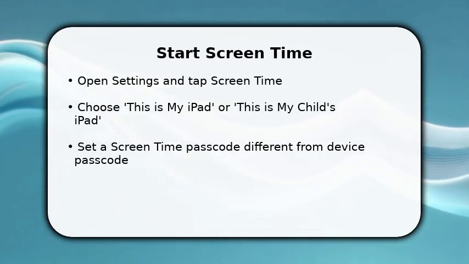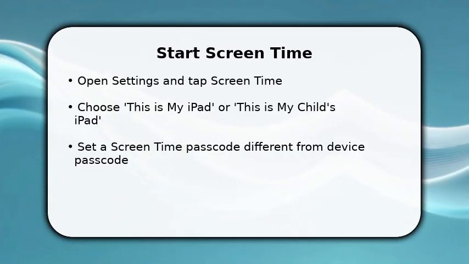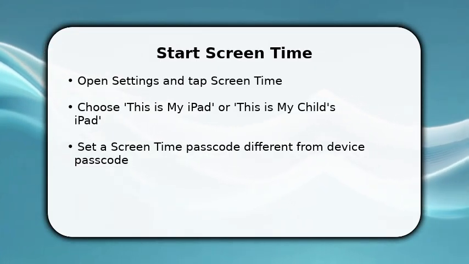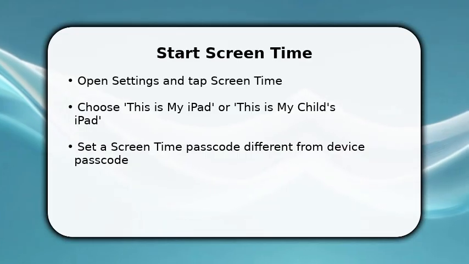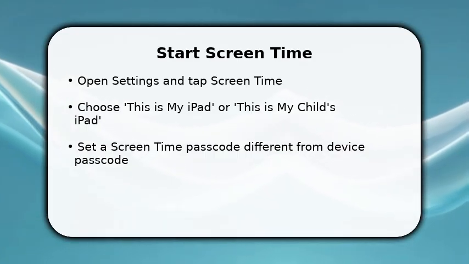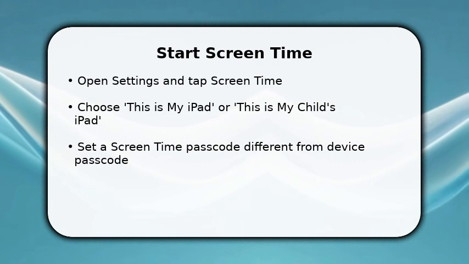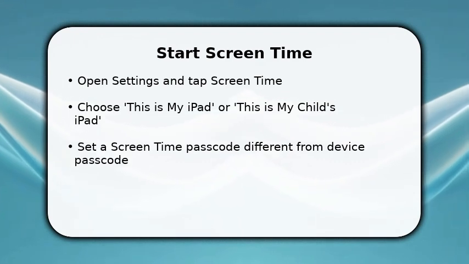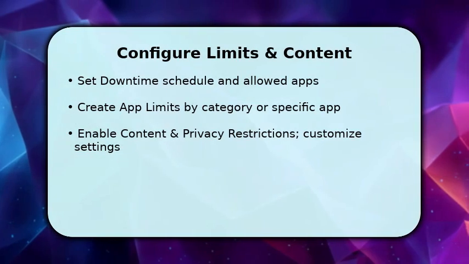Once done, you'll have access to downtime, app limits, and content and privacy. These three sections do the heavy lifting, so proceed to configure them now. Next, set downtime to block apps during chosen hours. Select Always Allowed apps like phone or education tools.